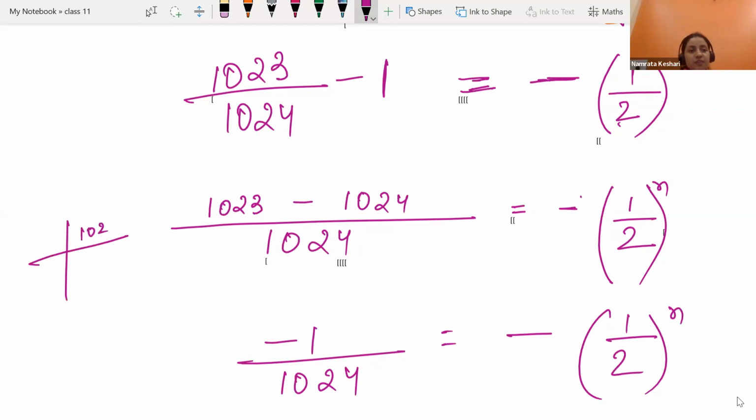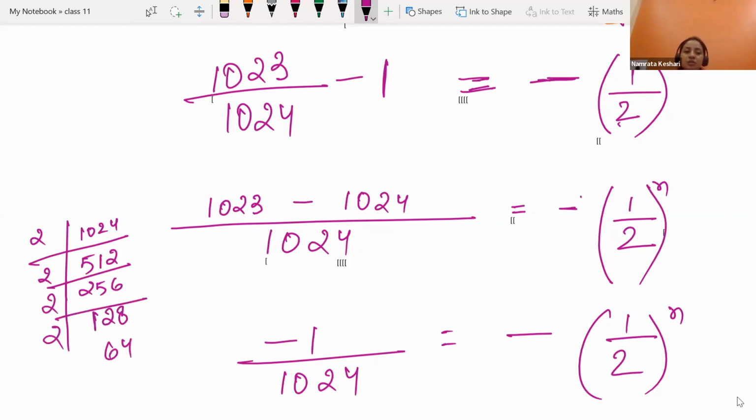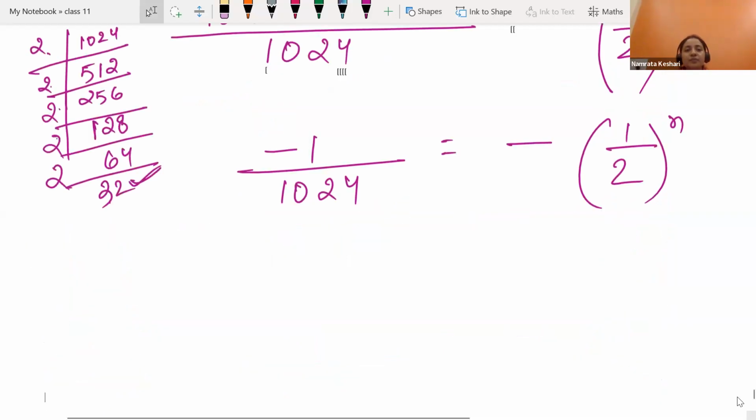Yes, ma'am. So 2 5 times 10, 2 1 times 2, 2 2 times 4, 2 8 times 16, 2 6 times 12, 2 4 times 8, 2 3 times 6, 2 2 times 4, 5, 6, 7, 8, 9, 10. I can see it is 2 to the power 10. Getting it, Manvi?